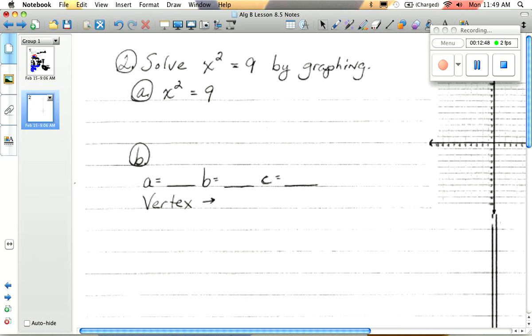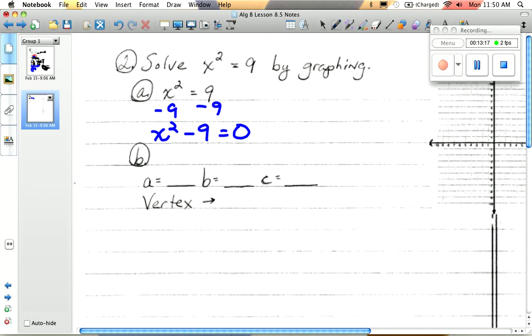Solve x squared equals 9 by graphing. I am going to teach you how to do these algebraically, but we need to be able to do them by graphing also, just to see what happens. So what's our first step? Get it set equal to 0. So yes, we will subtract 9. So our equation is going to read x squared minus 9 equals 0.